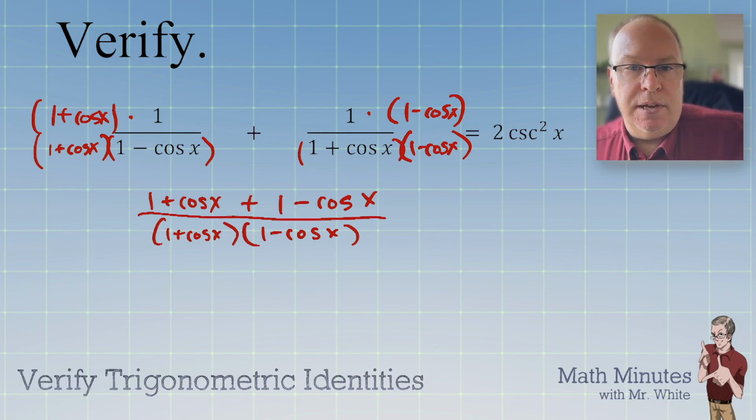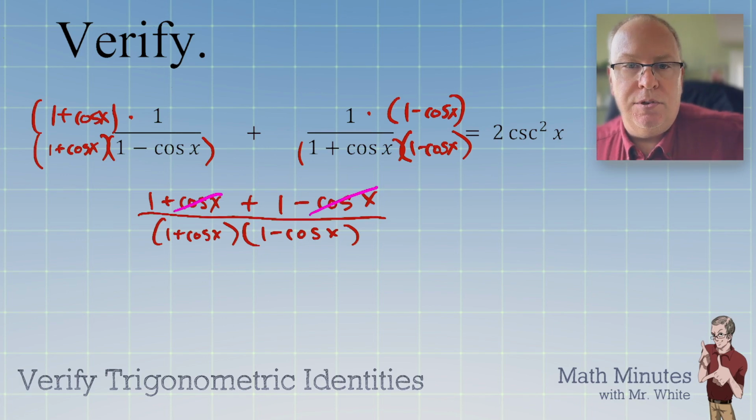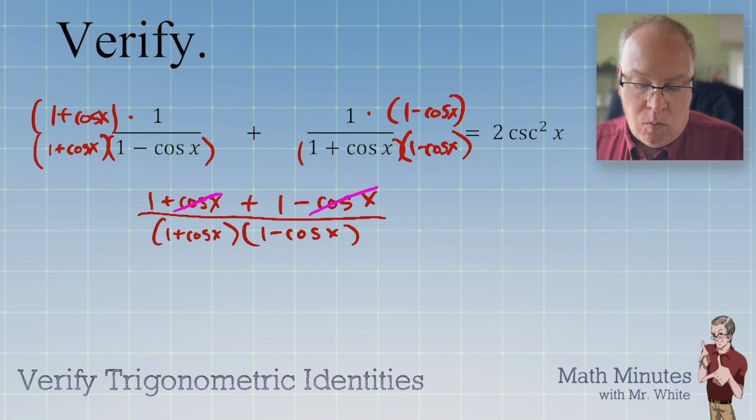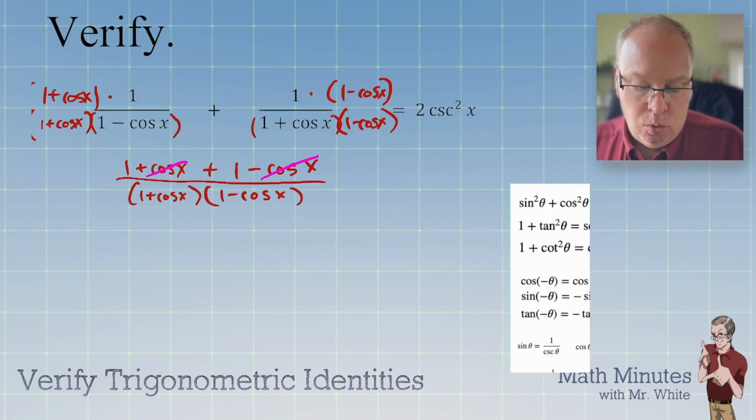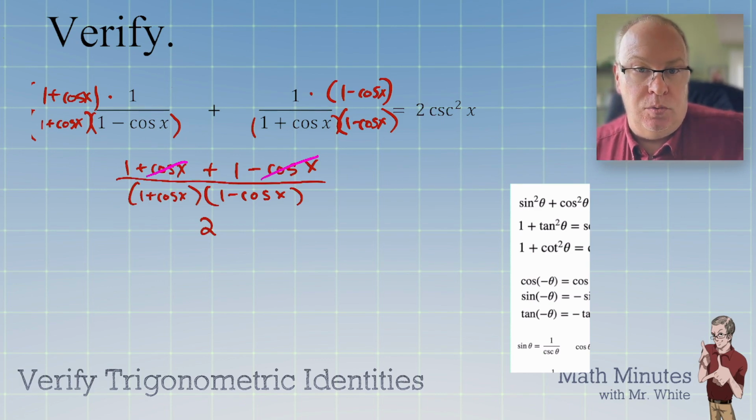All right, what happens on the top? What do you see? Cosine and negative cosine add up to be 0. So they cancel. They add up to be 0, so they're gone. And 1 plus 1 is 2. Right? We all agree, right? 1 plus 1 is 2.